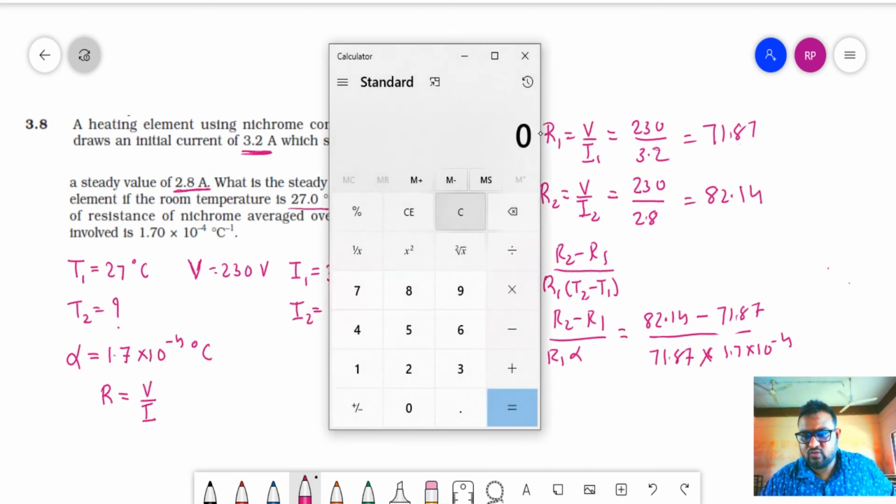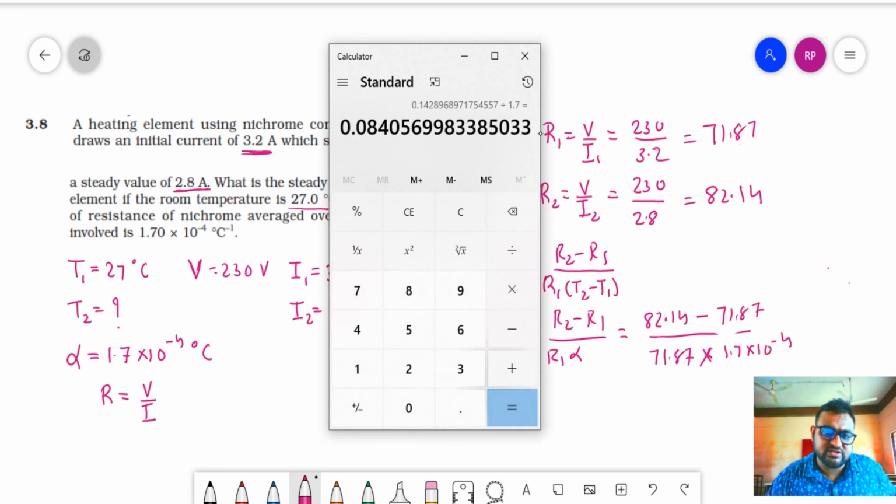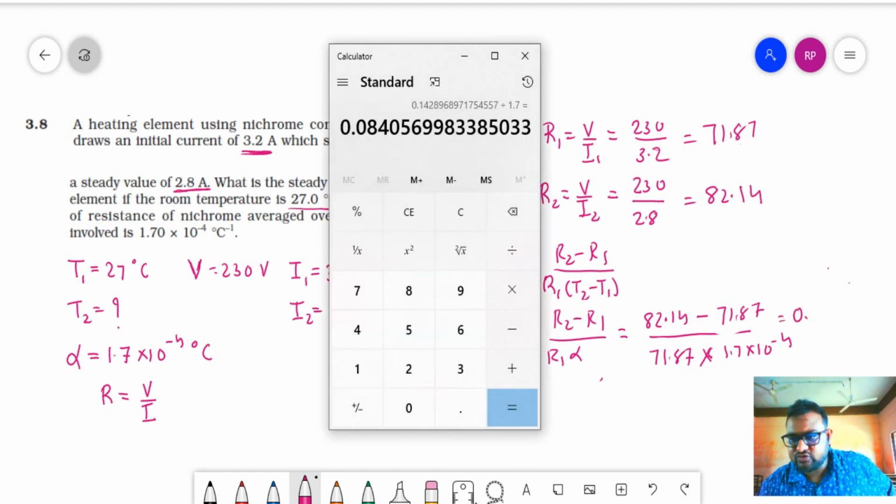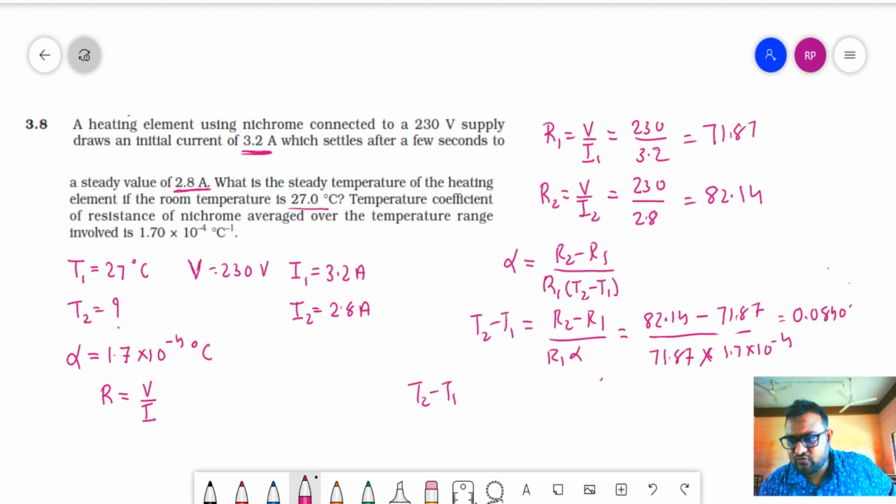Okay. So now 82.14 minus 71.87, divided by 71.87 divided by 1.7. So that is equal to 0.08405. Okay, so T2 minus T1 is, let me check the answer, 0.8405 into 10 raised to, when this goes to numerator, plus 4. So it will be 840.5.